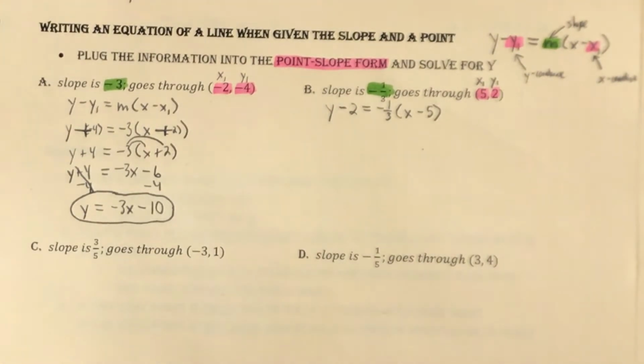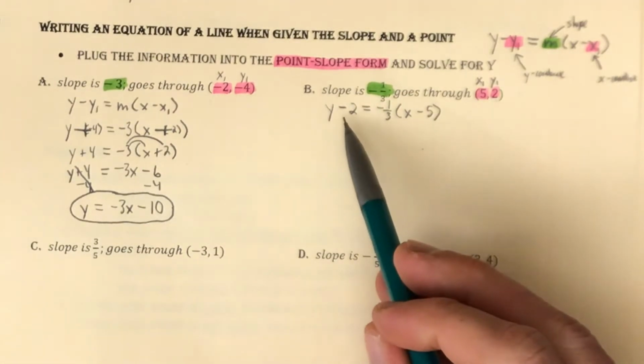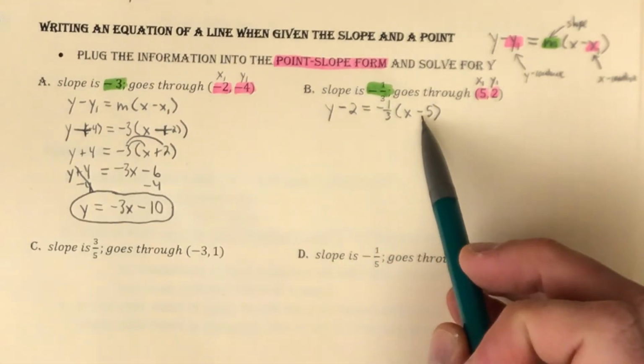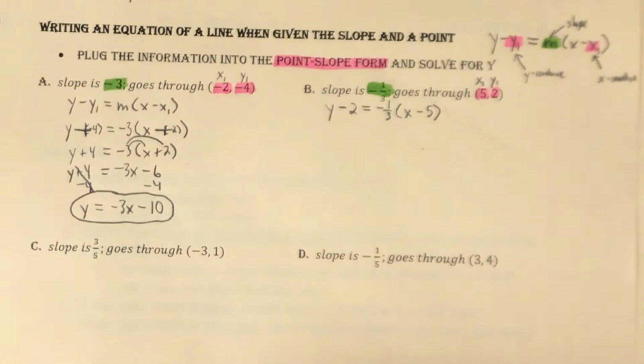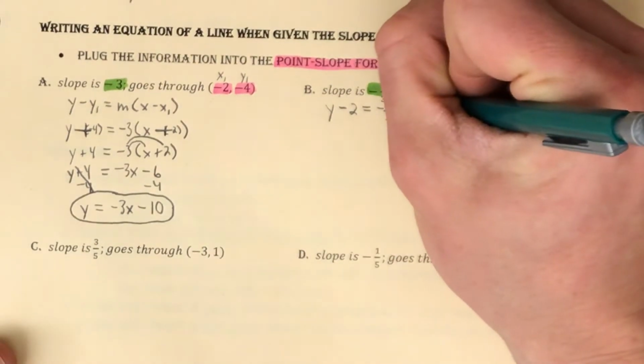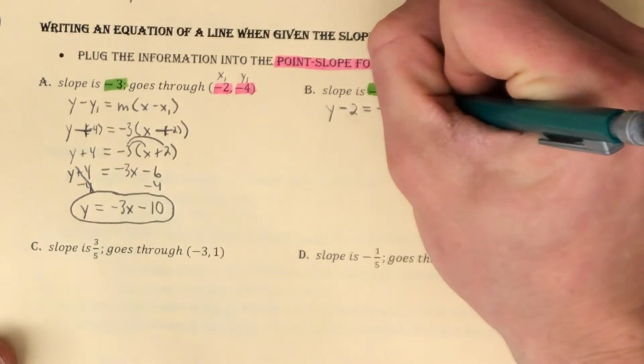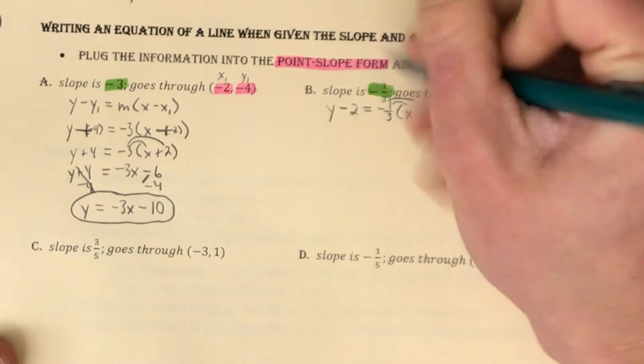Then I want to look for double negatives. Do I have any of those? No double negative here, no double negative there. Those are the two spots that we would check. So that means I'm already ready to start my simplification. The first thing I want to do is distribute the negative 1/3 to each term inside of the parentheses.